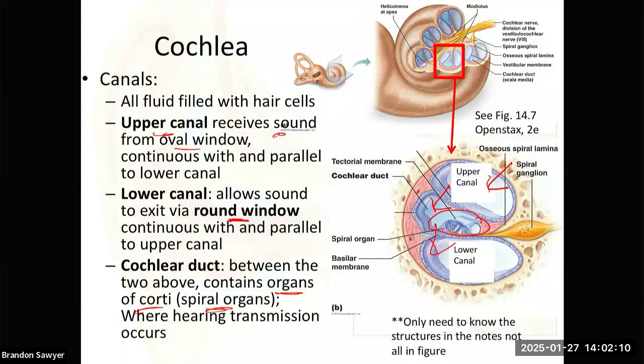So all three of these structures we'll talk about, the cochlea, the semicircular canals, and the vestibule, they all have a special little region on the inside of them that contains the hair cells, and that's the specialized place that does the actual sensation that we're talking about.